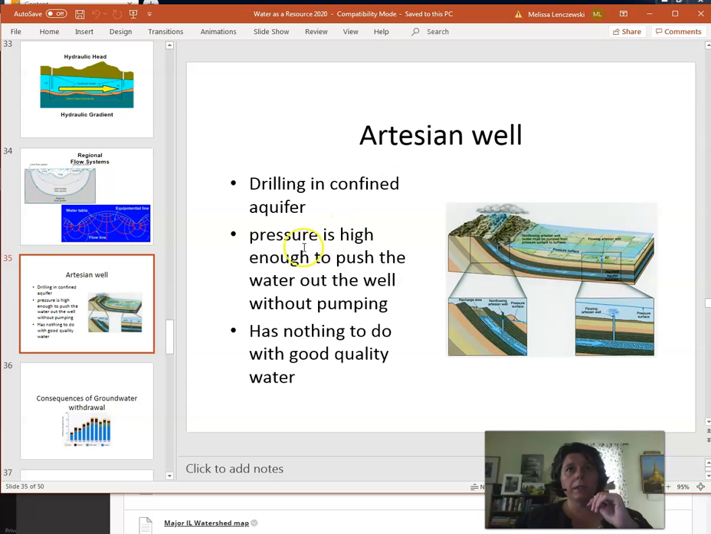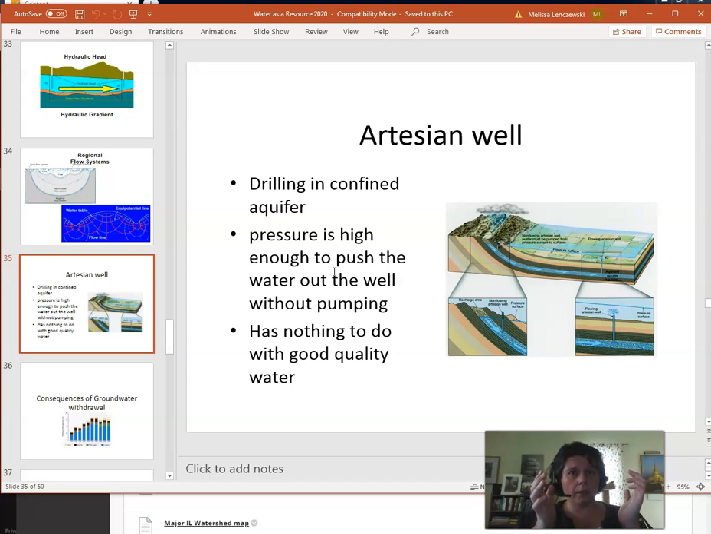So the pressure is high enough to push the water out of the well. We're squeezing that water out between these two confining layers. There's so much pressure on it that the water just shoots out the straw. So if I had an example here and I had these two pressure points and I put so much pressure on it, the water just squirts out naturally without having to put a well into it.